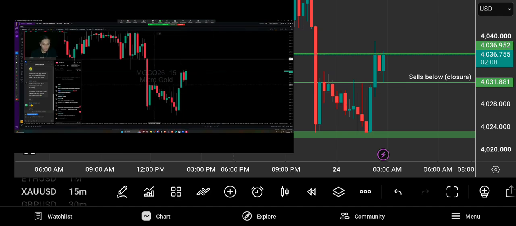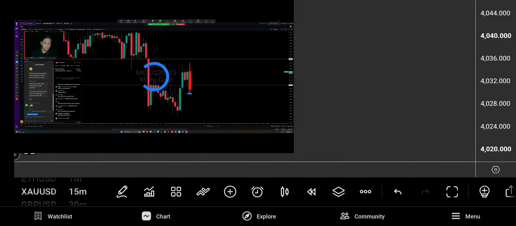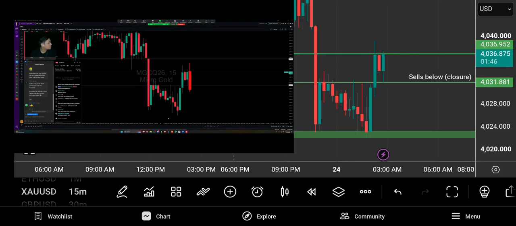But although we've got a support here, we don't necessarily need price action to go up there. We could take the sells if price action closes back below the range. That's your confirmation. Now we're getting into confirmation.